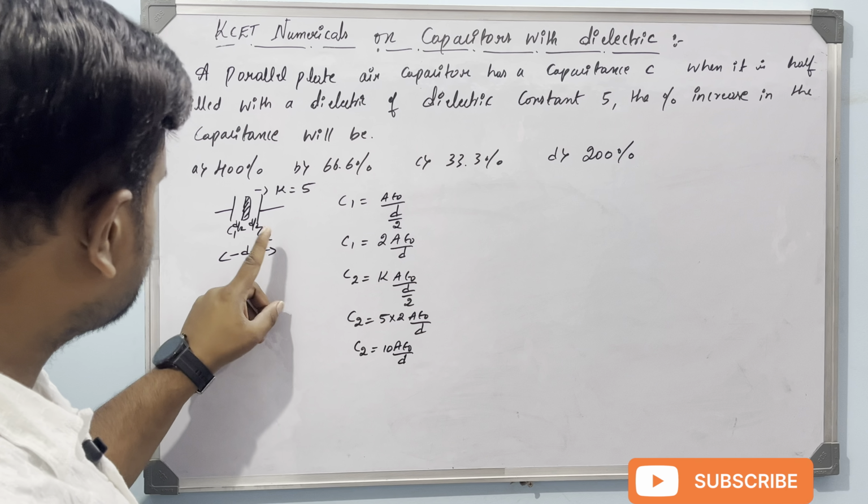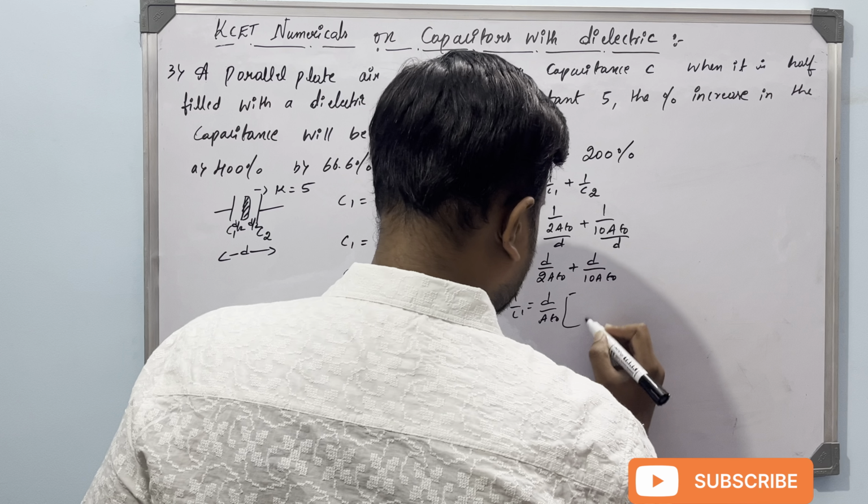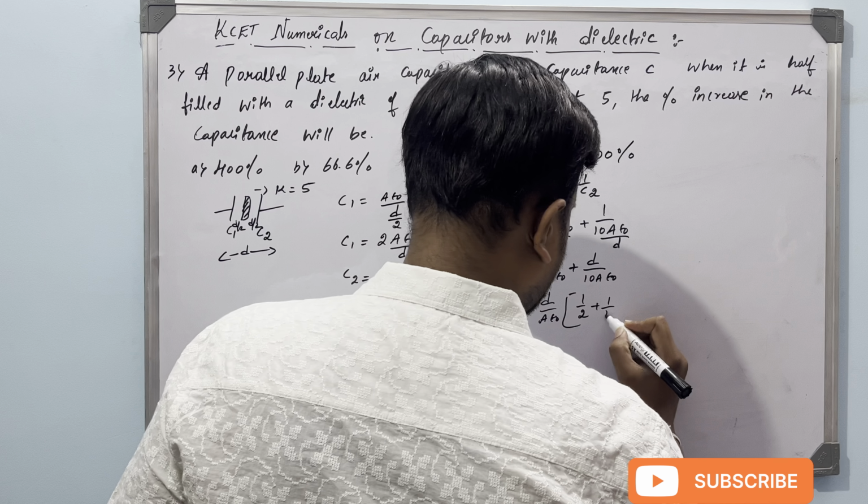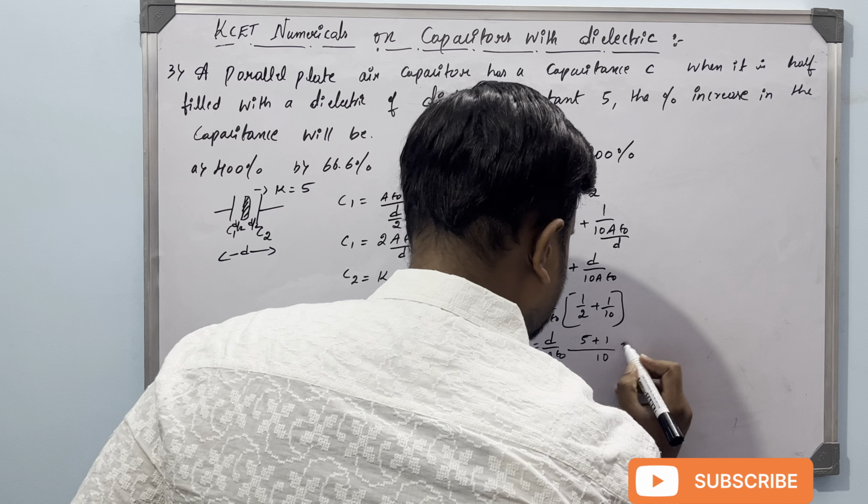Okay, so for simplicity, I will take this C as C dash. Okay, so now 1 by C dash becomes, here D divided by A epsilon naught is common and the remaining term is 1 by 2 plus 1 by 10. Okay, so that is 1 by C dash is equal to D divided by A epsilon naught. So what is the LCM for 10 and 2? If you take the LCM for 10 and 2, it will become 10. Okay, so 2 5s are 10. So LCM is 10, and if you divide, 10 by 2, that is 5. Again 10 by 10 will become 1. Okay. So here we will get 5 plus 1, that is equal to 6 divided by 10.